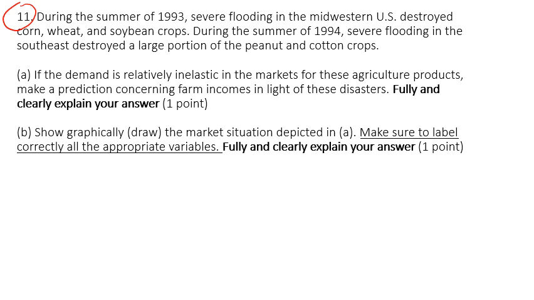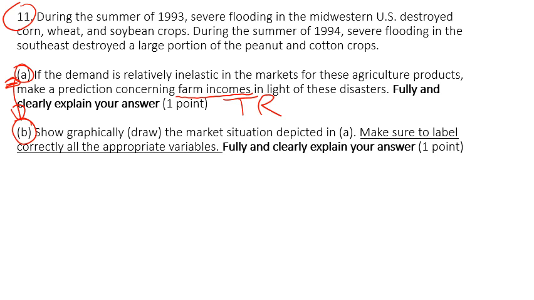Well, A and B are related, so I'm going to talk about them simultaneously. In A, if the demand is relatively inelastic in the markets for these agricultural products, make a prediction concerning farm incomes in light of these disasters. So A is basically asking us to predict what happens to total revenues of the farmers.